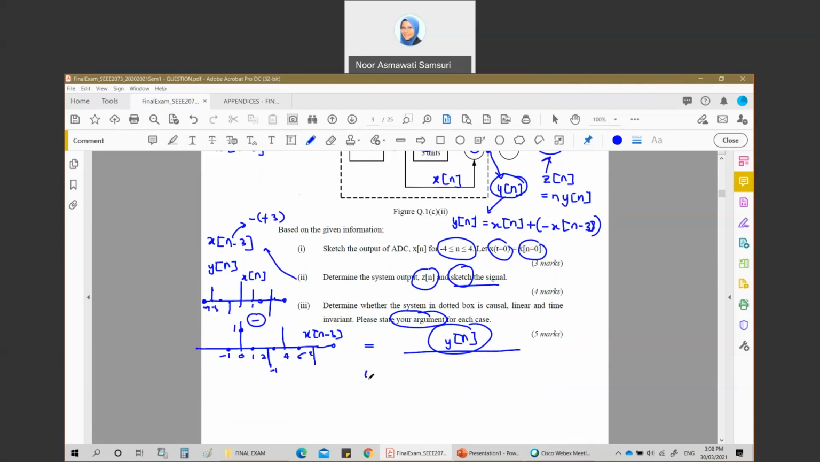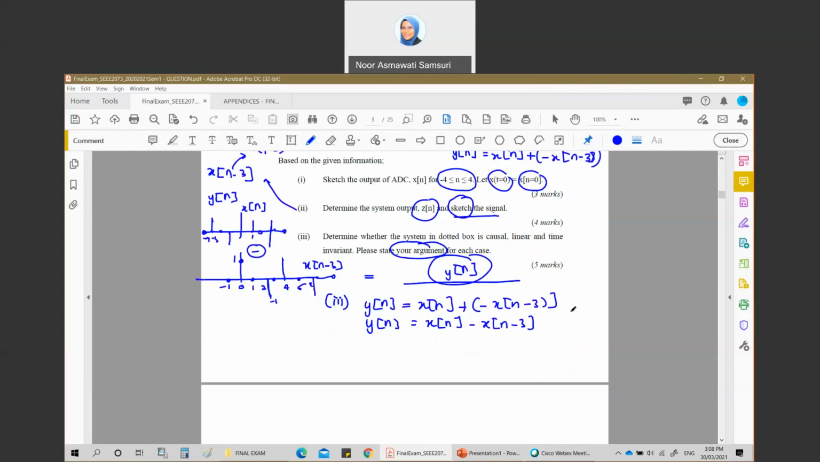So in this case, your yn equals xn plus negative xn minus 3. Okay, this is for 3. Don't forget to write the question number. So yn equals xn minus xn minus 3. So how to determine whether it is causal or not? First, causal. What's the basic definition of causal? No future. So how to prove that this equation has no future?